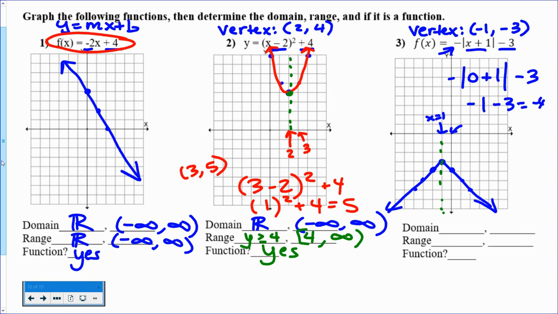All right, then for my domain, same as my parabola, we'll have all real numbers. It's stretching forever from left to right. Range, I've got a highest point, and then it's stretching forever down. So I'll have students that will mix this up. Negative infinity to negative 3 would be how I would write that, because you have to go from the furthest down up, or y must be less than or equal to negative 3. Okay, is this a function? Yes, it would pass my vertical line test.